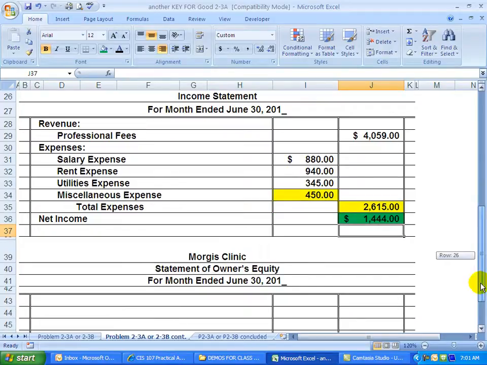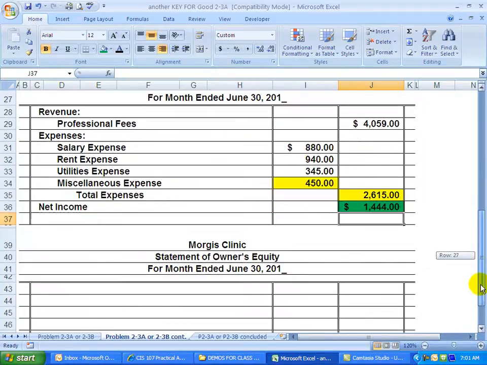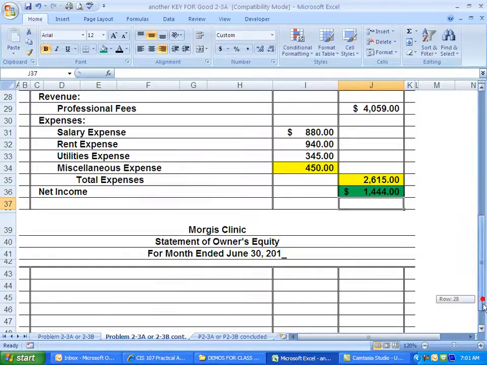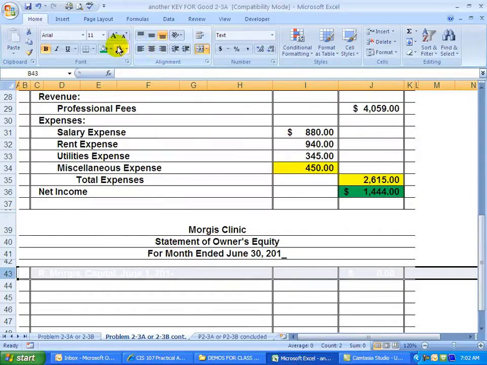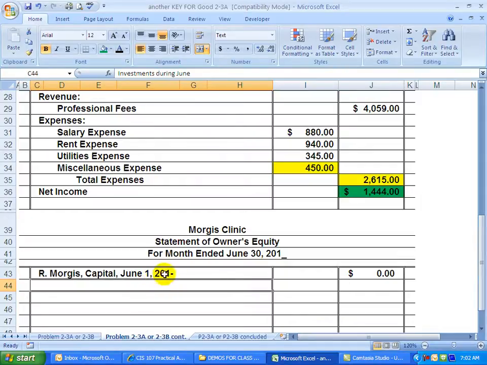So what we're going to do next is the statement of owner's equity, on this same form, same page. Here's the name of the company, the name of the form, statement of owner's equity, and again it's for the month ended June 30th, 2000 and the current year. We're going to start off with the beginning capital. Now this was a brand new company, so when it first opened there was no capital. So as we put down the name of the capital account, we put down the first day of the fiscal period, June 1, and we show that it started off at the very beginning of that day with no capital.